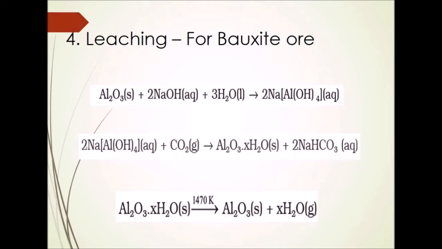The powdered ore is heated with a concentrated solution of NaOH, about 45%, at a temperature of 473 to 523 Kelvin and a pressure of 35 to 36 bar. In this process, the bauxite ore, once dissolved in the sodium hydroxide solution, forms a complex of sodium aluminate. This is the complex of sodium aluminate.